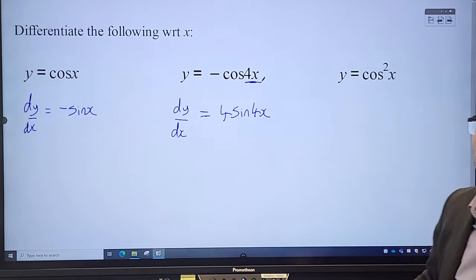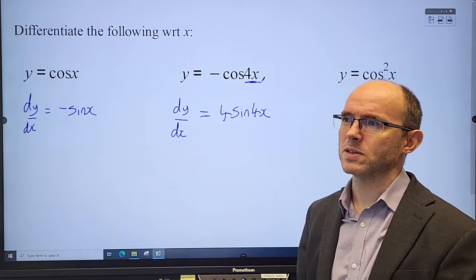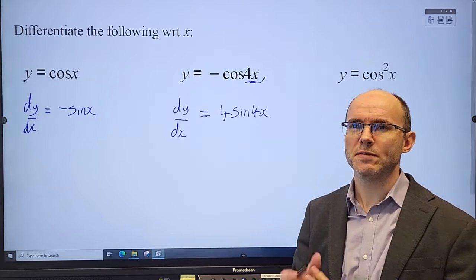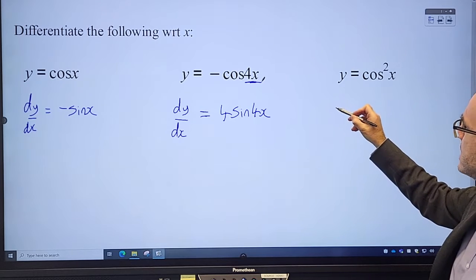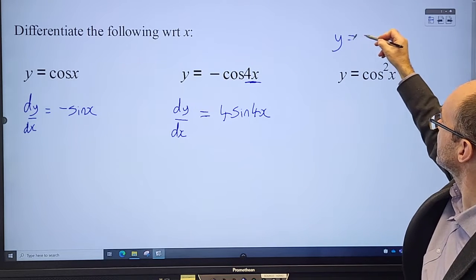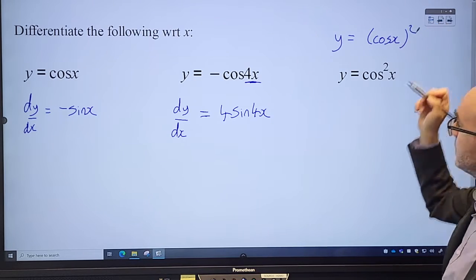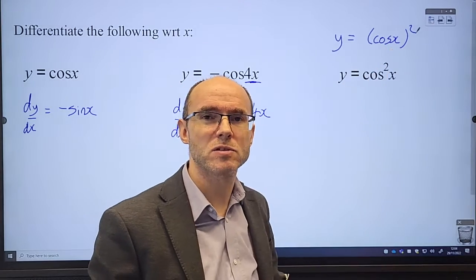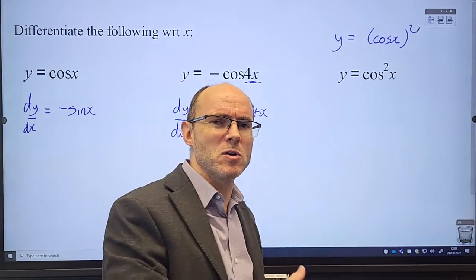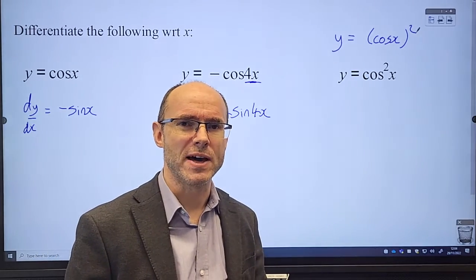This one here, cos squared x. That's a really important one, because it's quite common that you have to differentiate a square trigonometric term. Now, it may be easier for you if you think of it like this. Remember, cos squared x literally means the cosine of x, squared. So you work out cosine of the angle and then you square it. Maybe easier to think of it like that.